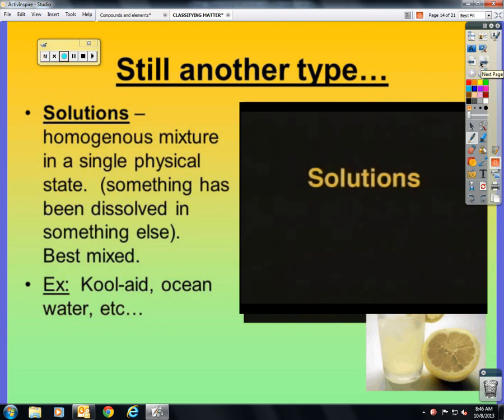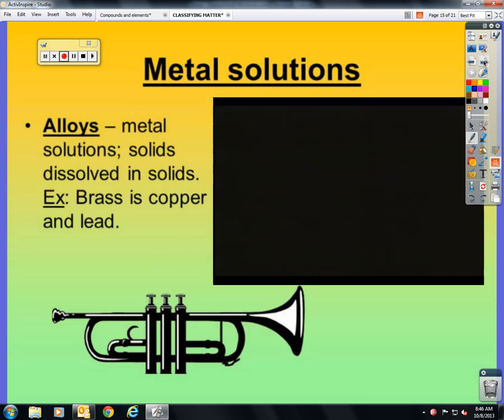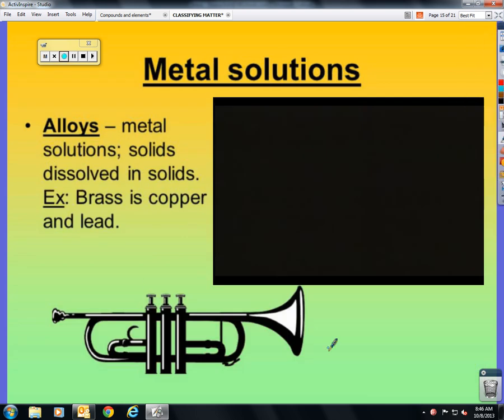Okay, a solution is the best mixed. This is where something has been dissolved. It is equally dissolved throughout the drink. It's not as if you took your first sip of Kool-Aid and it's really sweet and then the rest of it isn't. It would all taste the same. Anything where something's been dissolved is a solution. Kool-Aid, ocean water, air, believe it or not. Those are all solutions. An alloy is a type of solution. It's a metal solution where two metals have been melted and dissolved into each other. So brass would be your example. It says brass is copper and lead.